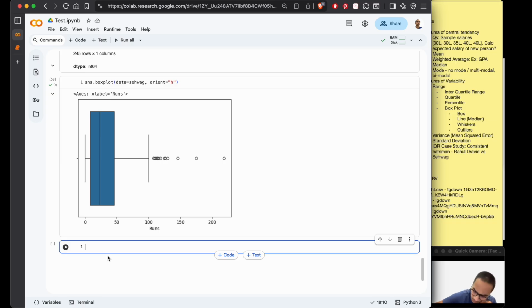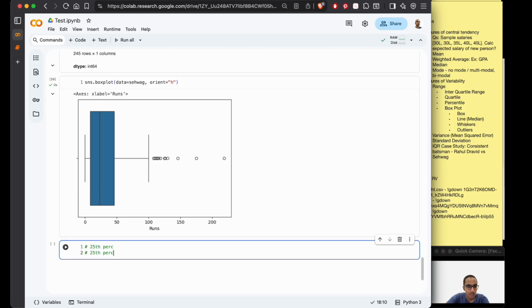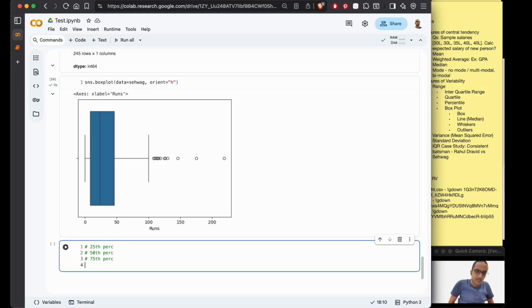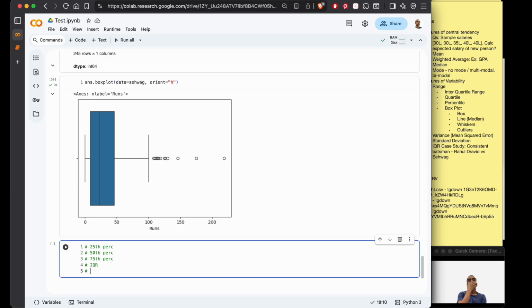So obviously, now to find IQRs we need the quartiles, the percentiles, right? So let's find out. The steps will be something like: we will get the 25th percentile, we will get the 50th percentile, although I don't think we need the 50th one, but that's fine. We'll get the 75th percentile. Then we will find the IQR.